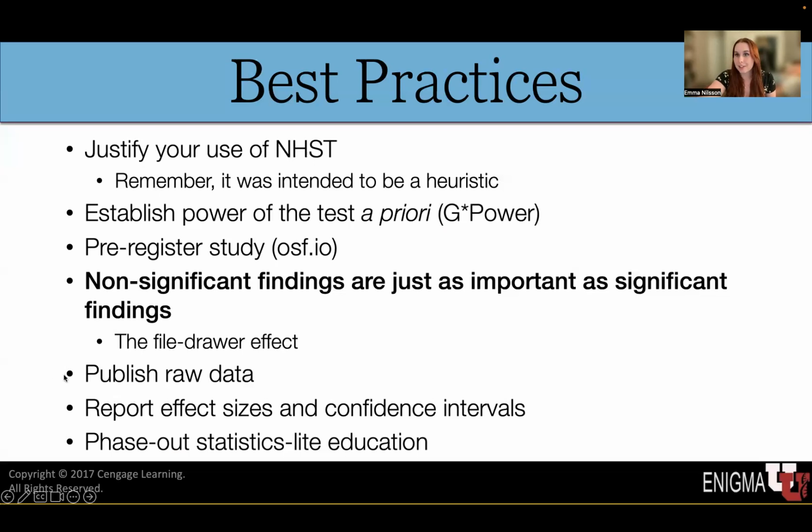Another thing to do with hypothesis testing is to publish your raw data so that other people, if they are interested, can also look at what you did for statistical testing, compare it to the results that you got, things like that. We need to report effect sizes and confidence intervals like we've talked about today, and also phase out statistics-light education, which we hope is something that we are trying to combat with this course. Statistics-light education is just the idea that we only know how to plug things into formulas. We don't know why we're doing it or what it means. With this course, you will know what every single one of your statistical tests means and why you're running it, hopefully.